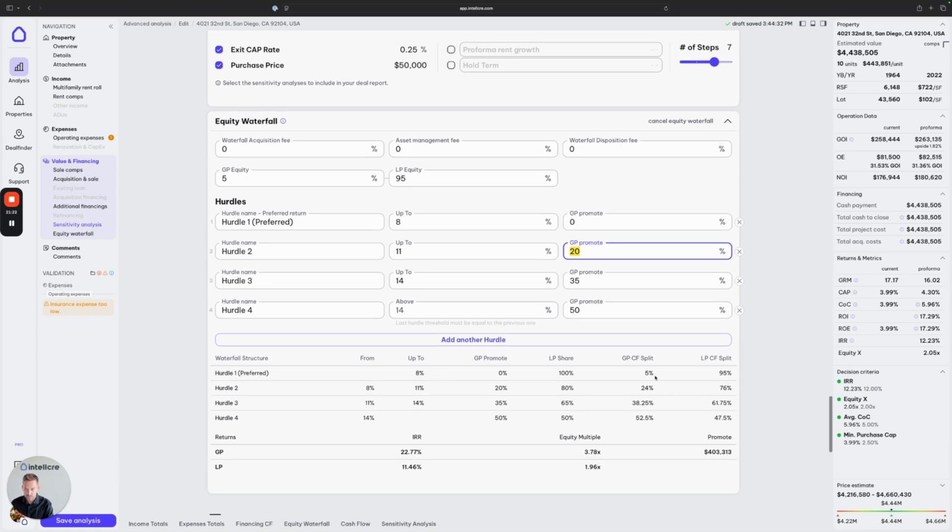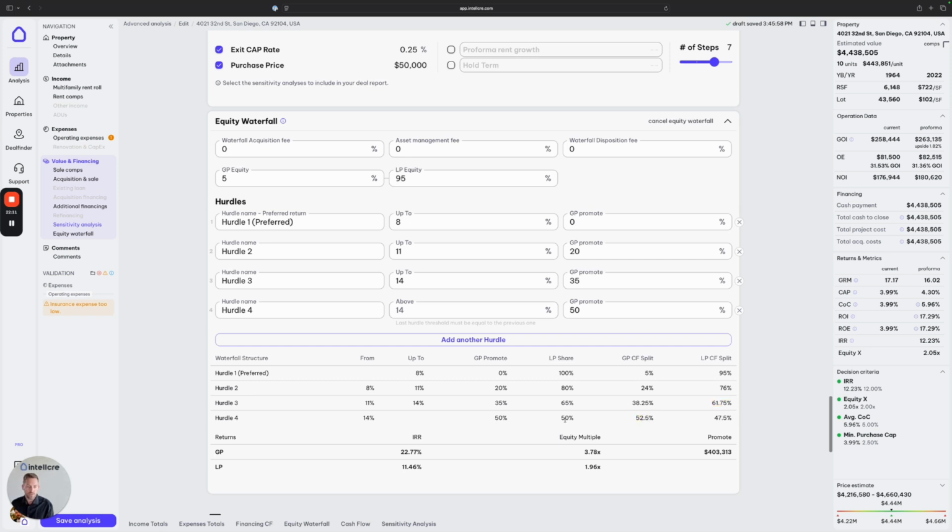And how it shifts is reported down here. So if we're in hurdle 2, the GP promoted interest is 20%. So 20% out of the 90% of the LP, of what should have been the LP profit, now goes to the GP. And so the split for the cash flow in hurdle 2 is 24% for the GP, 76% for the LP, right? And in a similar fashion, if the project performs even better and we enter hurdle 3 with higher GP promote, now the GP and LP cash flow split shifts further in favor of the GP, and then in hurdle 4, further and further in favor of GP.